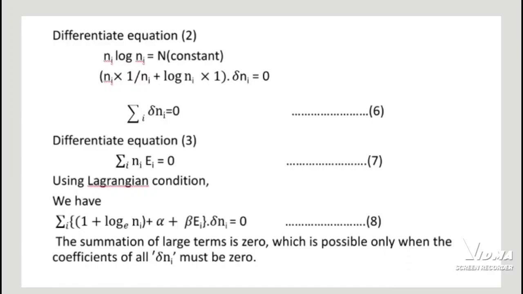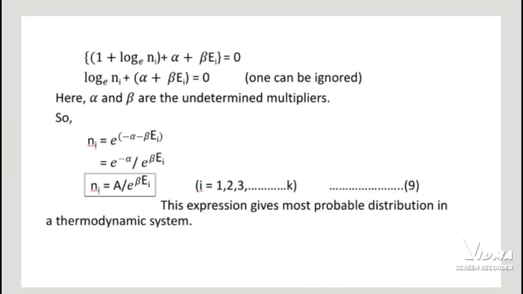Using the Lagrangian conditions, we have summation of 1 plus log Ni plus alpha plus beta epsilon i, into delta Ni, is equal to 0. That is equation number 8. Alpha and beta are the undetermined multipliers. This summation is 0, which is possible only when the coefficient of every delta Ni is 0. So finally 1 plus log Ni plus alpha plus beta epsilon i is equal to 0. The 1 can be ignored.